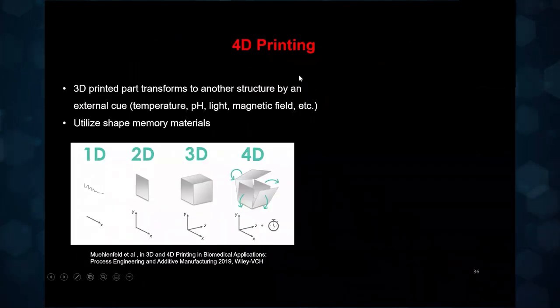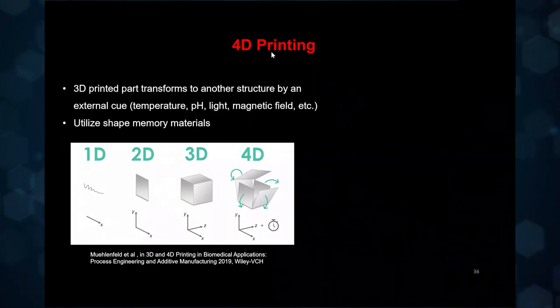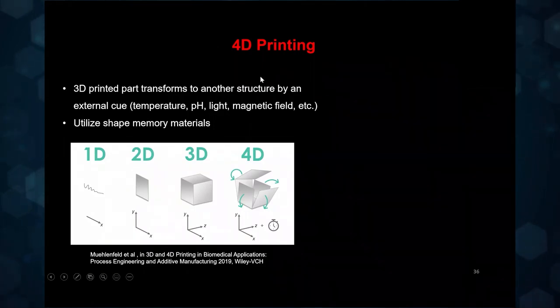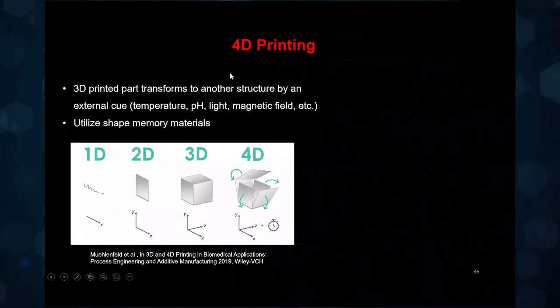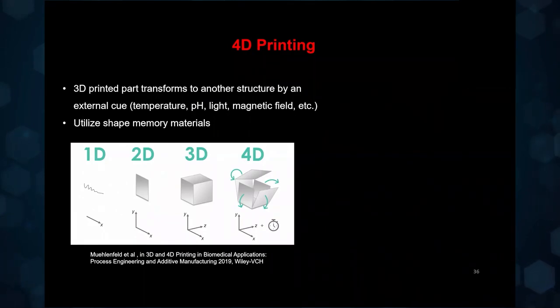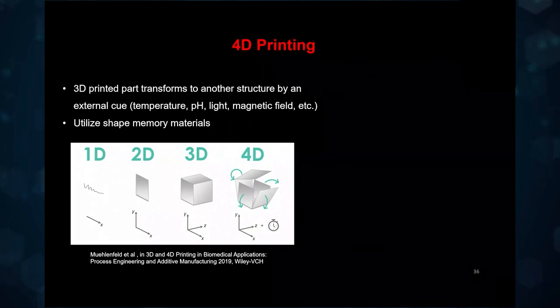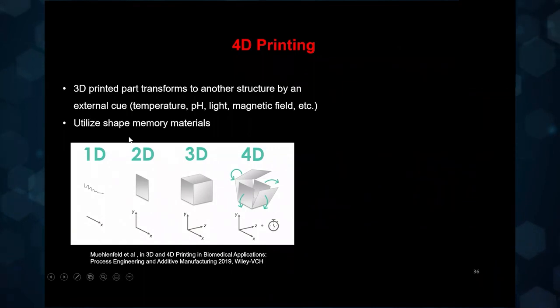I'm nearing the end of my presentation, but I can't not talk about an emerging topic, which is 4D printing. And here it utilizes all the technologies of 3D printing, except the principle is that the 3D printed part can transform into another stable structure after it's been printed, provided you give it an external cue. And that cue could be the temperature change, it could be pH, it could be light, magnetic field, and so on. Most of these are based on using shape memory materials.